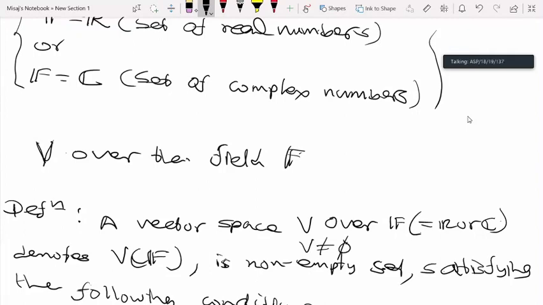Then what do you say the elements of F are called? Just scalars. A scalar can be a complex number or a real number, but forget about real and complex, no worry. The elements of F are called scalars. Elements of V are called vectors. Right. Okay.